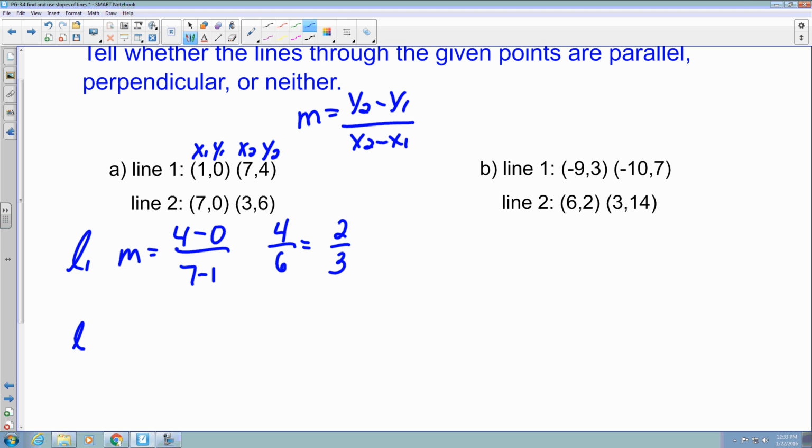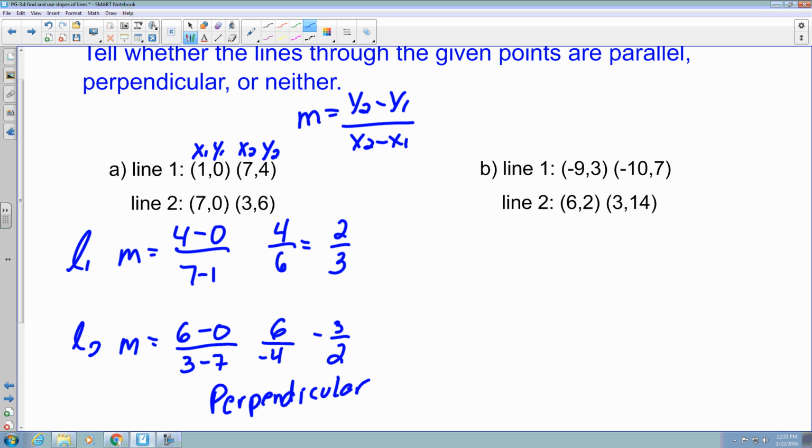So line 2, same deal. I'm going to plug it in to the slope formula. I get 6 minus 0 all over 3 minus 7. So I got 6 on the top, and I got -4 on the bottom. And I can reduce that to become -3/2. Are they opposite reciprocals of each other? Yes, they are, because if you were to flip 2/3, you'd get 3/2, and they're opposites, so these two lines are perpendicular.